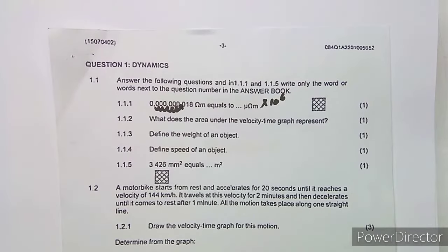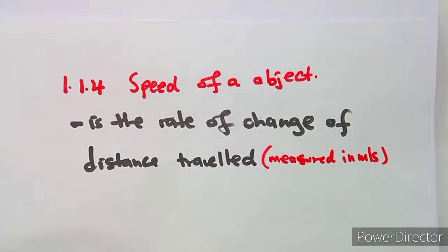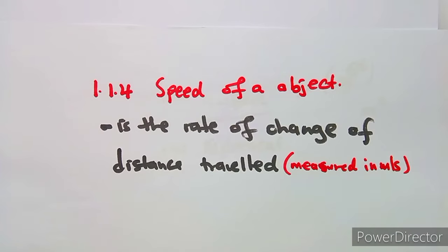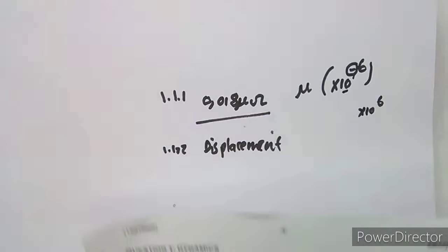And the other part is define the speed. So speed, guys, is just the rate of change of distance, which is measured in meters per second. So that's what we have there for the speed of an object, which is the rate of change of distance traveled measured in meters per second. So I think that one is clear.